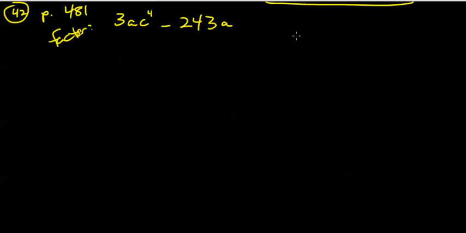Alright, look for GCF. I suppose there's always a GCF of 1, there's always a GCF of minus 1. Those usually aren't very helpful to factor out. Well, let's see, 3ac to the fourth minus 243a. What's the GCF in this binomial? I think the GCF is 3a. I think you'll agree you can factor a 3a out from both terms in that difference.